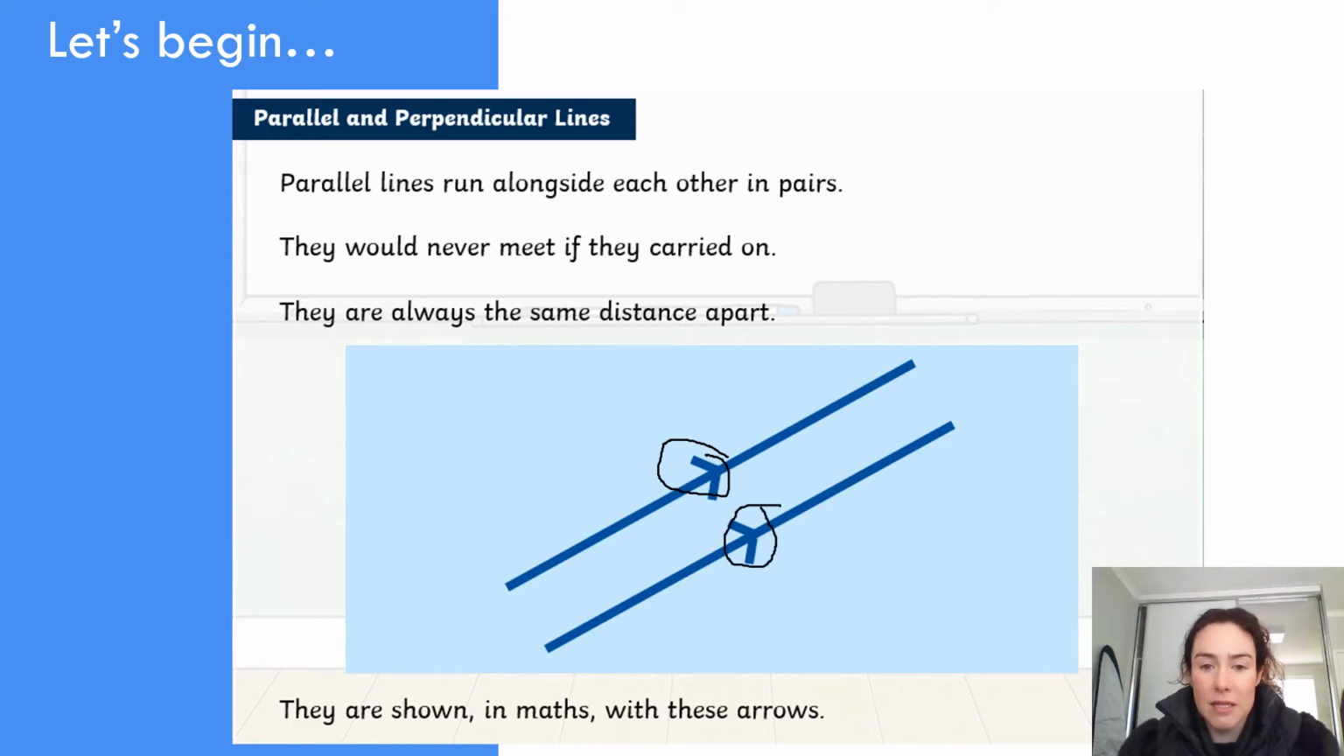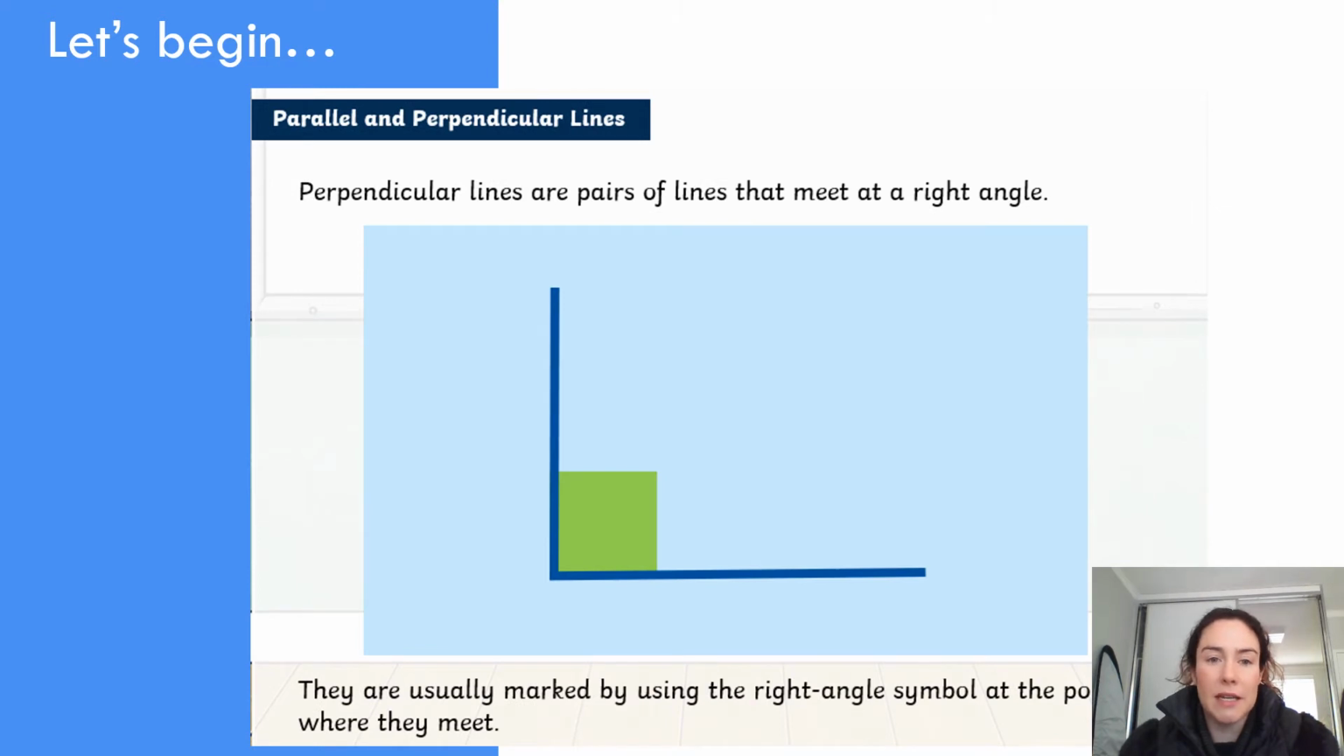Sometimes you might see on a worksheet 2 lines and you might think, oh, are they parallel lines or not? Remembering that if the arrows are on them will really help you to know if they're parallel lines or not. Let's have a look at what perpendicular lines are.